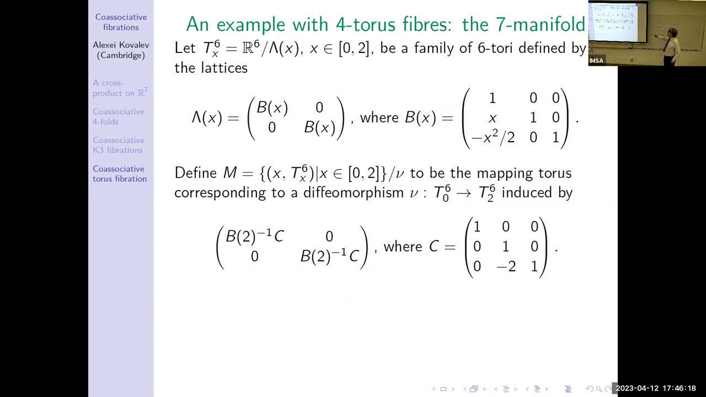But it's basically all in the paper, which I'll mention in a moment. So we start from a family of six-dimensional real tori, a quotient of R6 by a lattice.